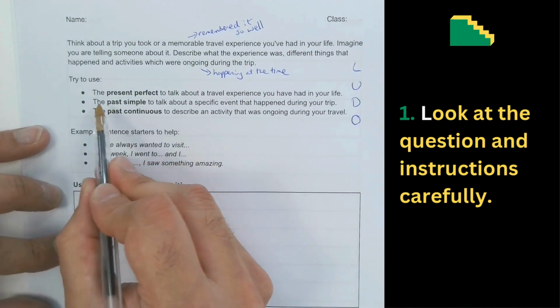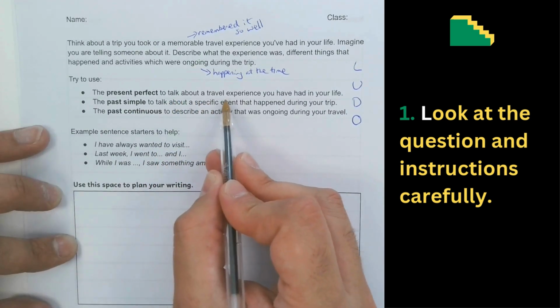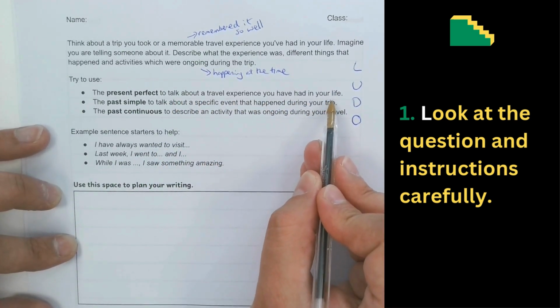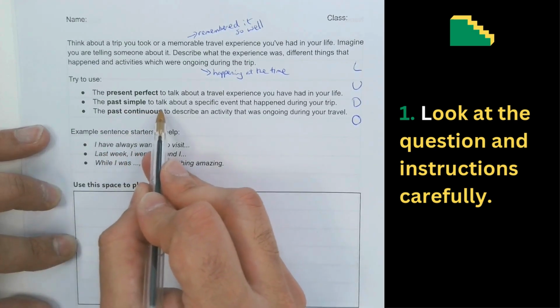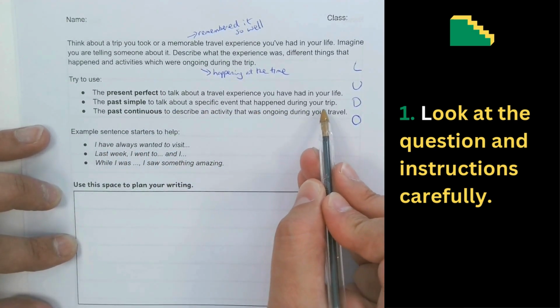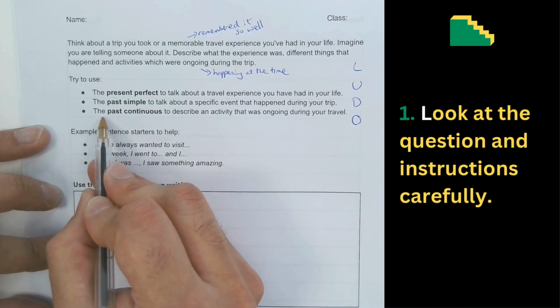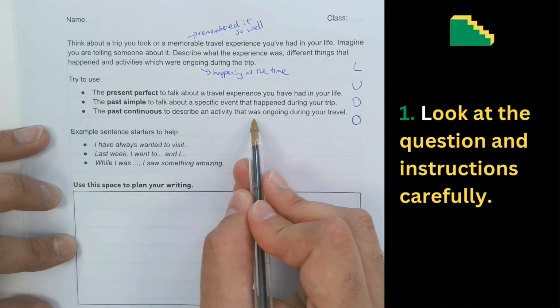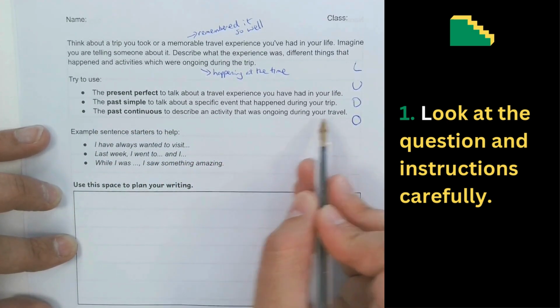Now again, these structures we need to have are the present perfect, to talk about a travel experience you've had in your life. Second, the past simple, to talk about a specific event that happened during your trip. And the last bullet point is the past continuous, to describe an activity that was ongoing during your travel.